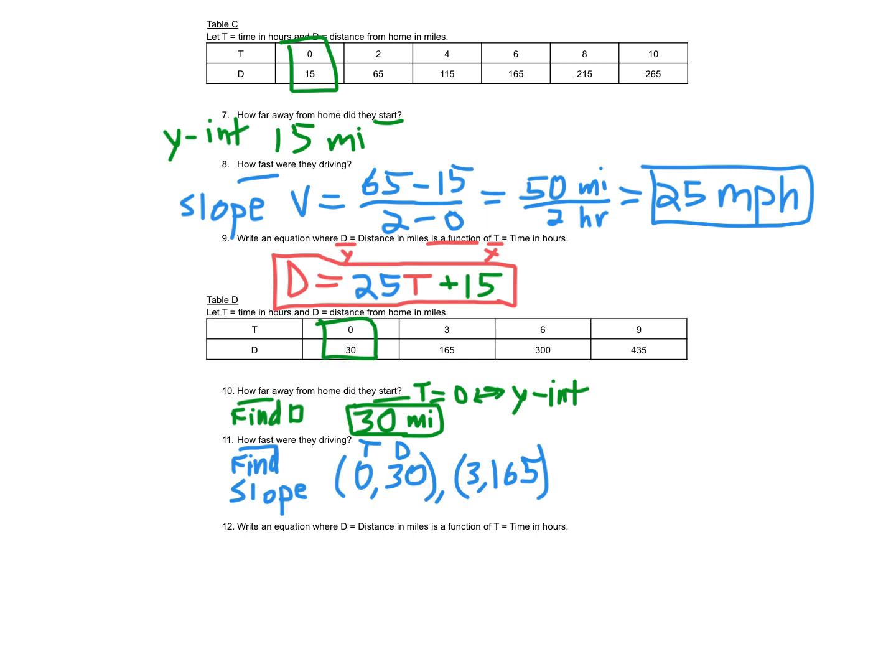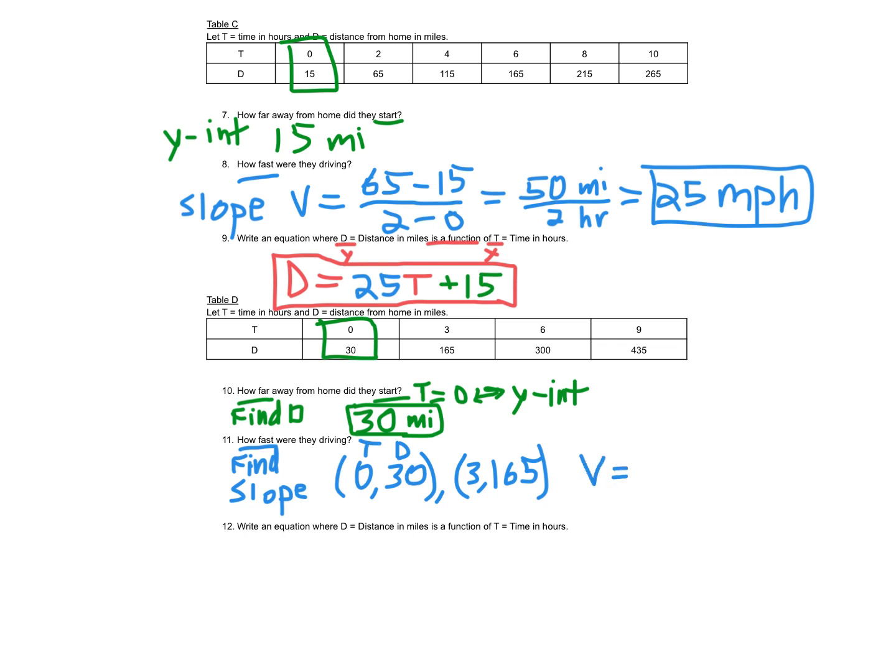So I'm using the point 0, 30 and 3, 165 to figure out my answer, but really you could use any of the 2 points. They don't have to be next to each other. You could use 0, 30 and 9, 435. Still going to come up with the same miles per hour.